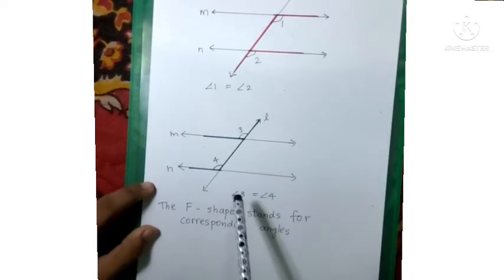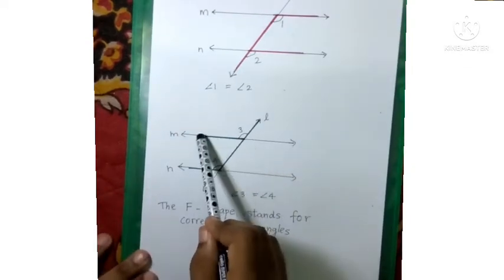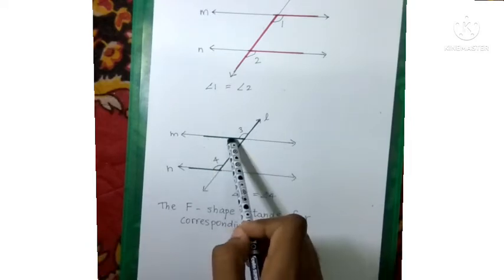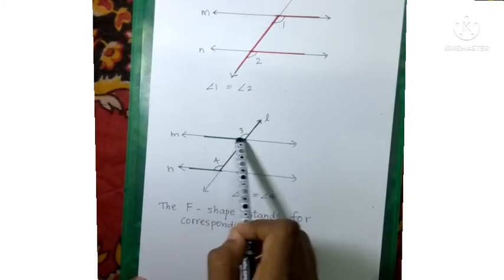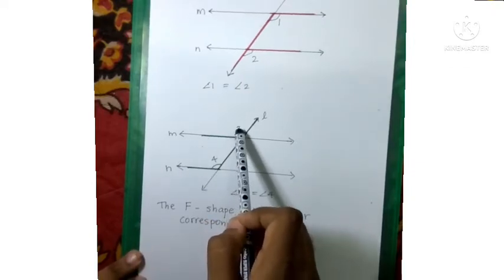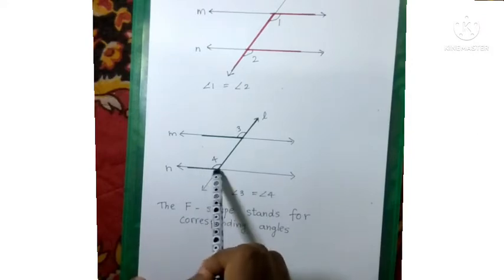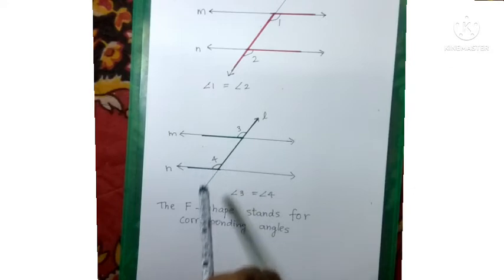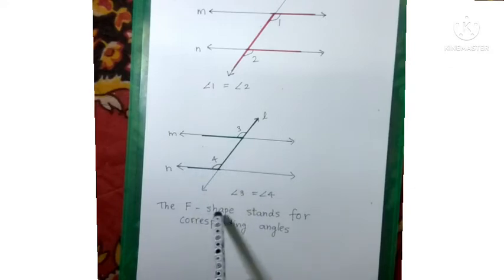You can see another example here. Here letter F is inverted. You can see that on top of this line lies angle 3, and on top of this line you can see angle 4. So using the letter F, we can easily find corresponding angles.